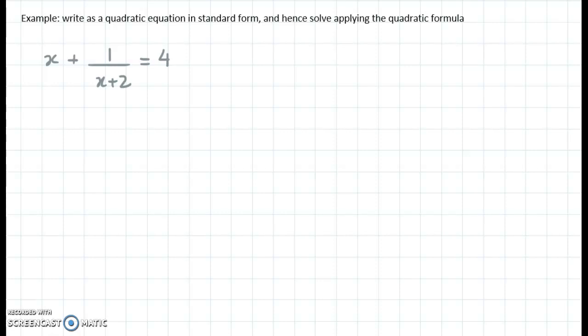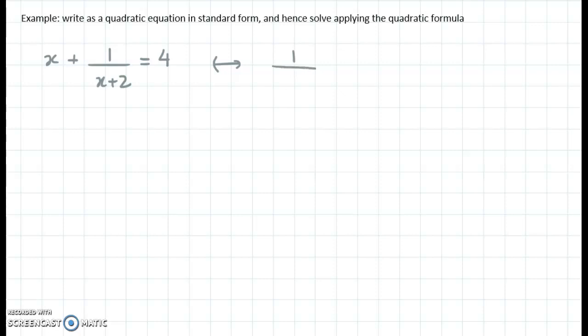Hello, in this video we have the following equation: x plus 1 over x plus 2 is equal to 4, and we want to write it as a quadratic equation in standard form, and hence we want to solve it applying the quadratic formula. So I'm going to rewrite this as a fraction equal to something else.